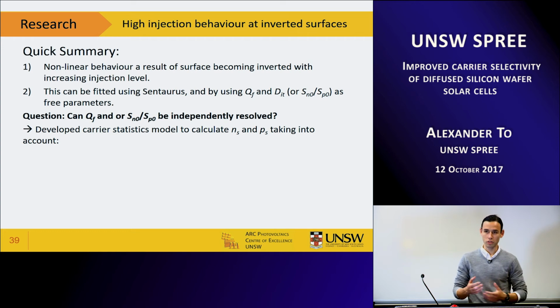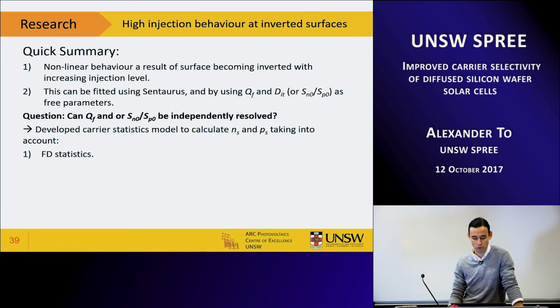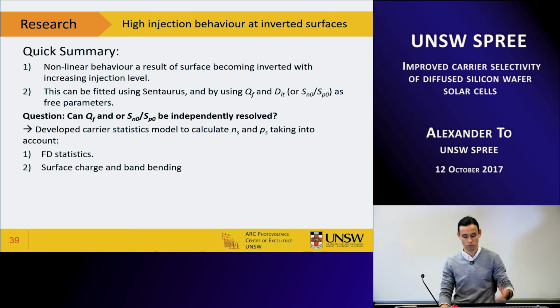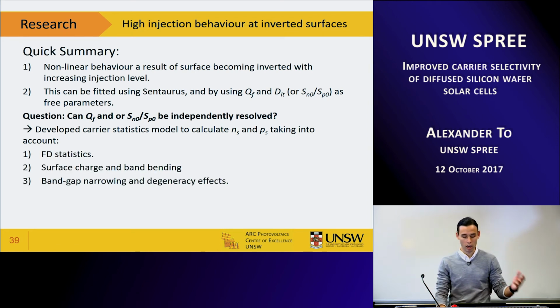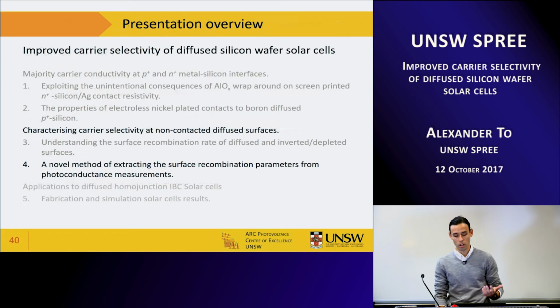So what we started to do was model the carrier concentrations outside of Centaurus. I developed a statistical model to calculate the surface concentration of carriers, taking into account Fermi-Dirac statistics, surface charge, band bending, band gap narrowing, because it's essentially a heavily doped surface, and degeneracy. I wanted to study the relationship between charge, surface concentration, recombination, and your injection level.